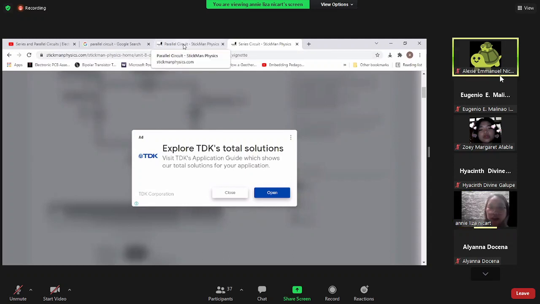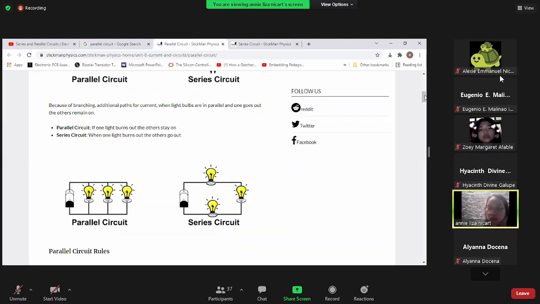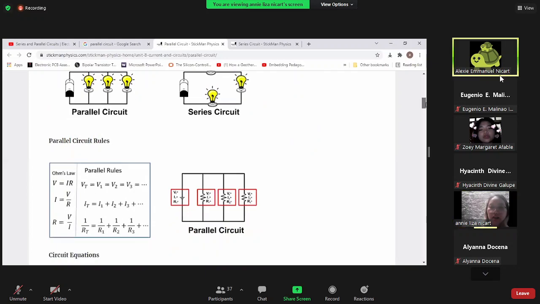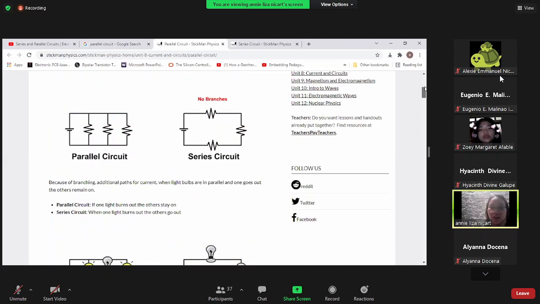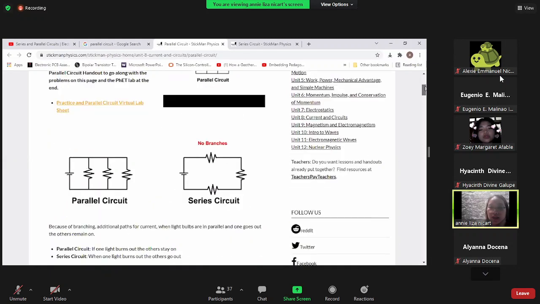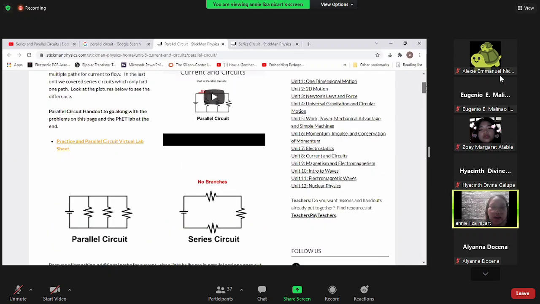IT is equals to I1 is equals to I2 is equals to I3. RT is equals to R1 plus R2 plus R3. So yun, sa series yun ha. Okay, so let's have the parallel.